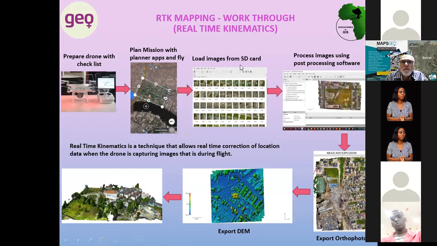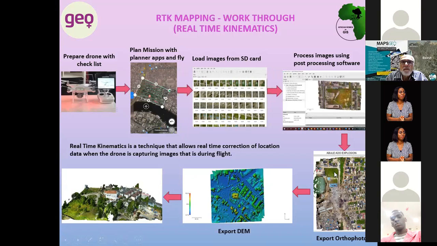You download your images from the SD card, and then you upload into post-processing software. There are various post-processing software out there. Examples are AWiGIS, Pix4D. You can lay your hands on all this post-processing software, and you can play around with them. After you've loaded your images into the post-processing software, we carry out what is called auto-mosaic in photogrammetry. And then you're able to produce an orthophoto.